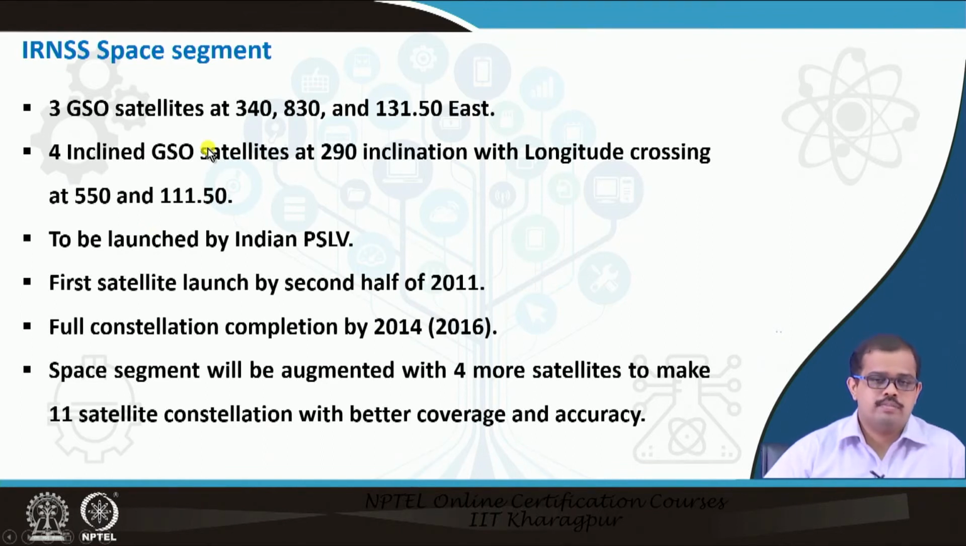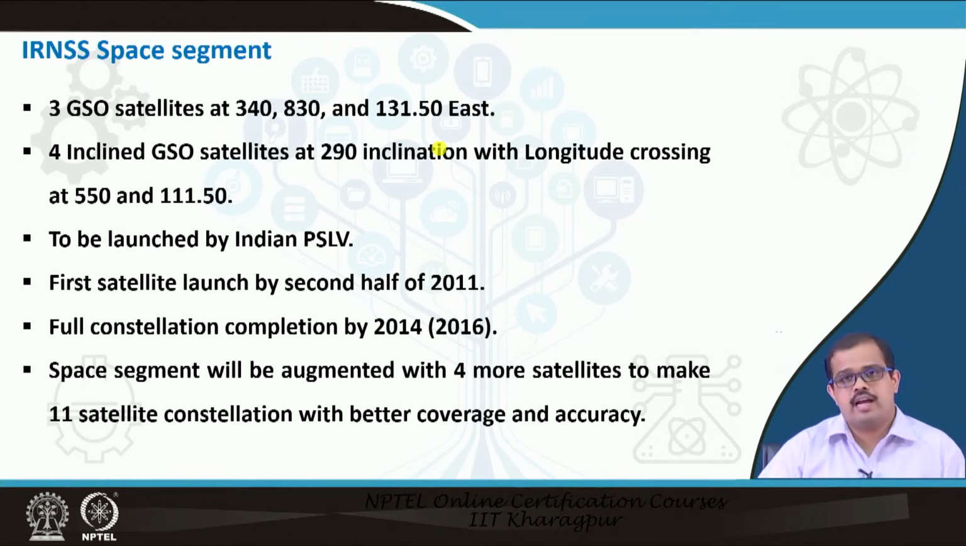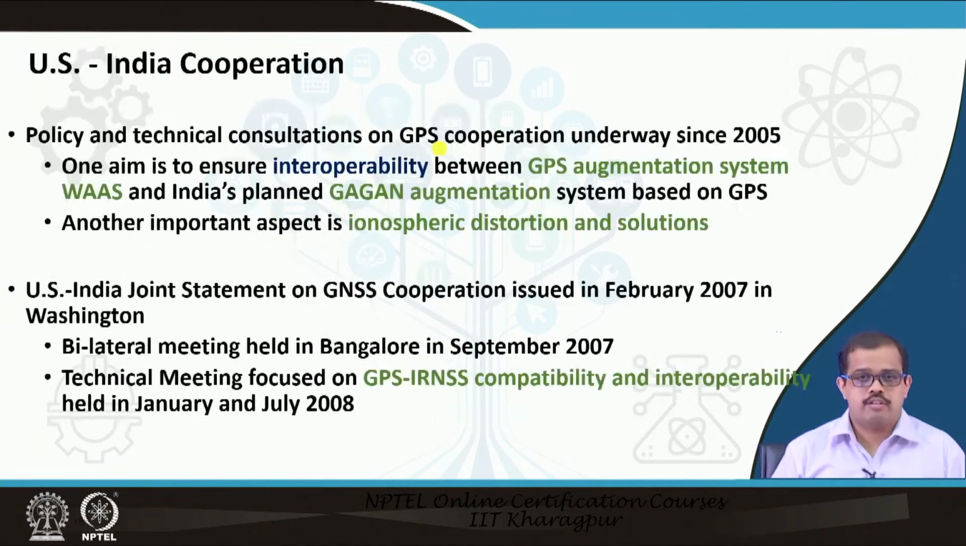These are to be launched by the Indian PSLV, some of which are already launched, with the first satellite launched in the first half of 2011. The full constellation was supposed to be completed by 2016, but it happened by 2018. The space segment will be augmented with 4 more satellites to make an 11 satellite constellation with better coverage and accuracy by the end of 2021-22, when the entire segment is complete. So we will have 11 satellites for better accuracy.